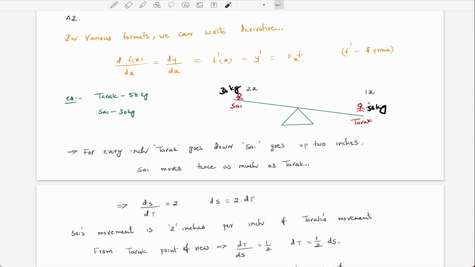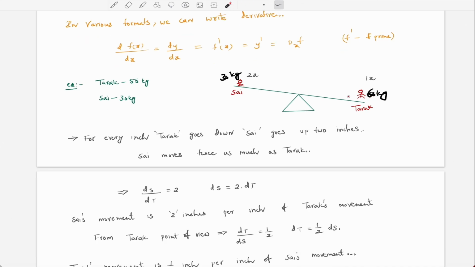Just take it as 60 kgs, so it will be easy to determine in a numerical way. I'm 60 kgs and Sai is 30 kgs. So I'm 2x, which means I am double Sai's weight. If I apply force down here, then Sai will go up twice.